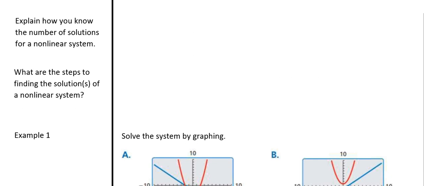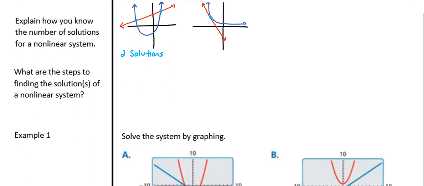In this video, we're going to go over how to solve a nonlinear system by graphing. So the first question is, how do you know the number of solutions for a nonlinear system? It's all based off of intersection points. For example, we might have something like this. We see two intersection points, and so we have two solutions.